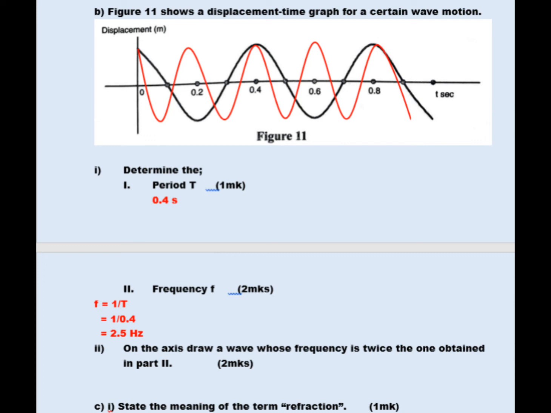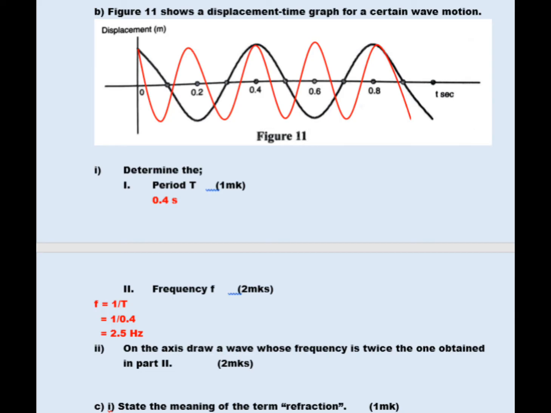So period is crest to crest, which is 0.4. You can also pick trough to trough, 0.6 minus 0.2, which is still 0.4 seconds. That is the period time for one wave. Frequency. So frequency is 1 over period, so 1 over 0.4, which is 2.5 hertz.